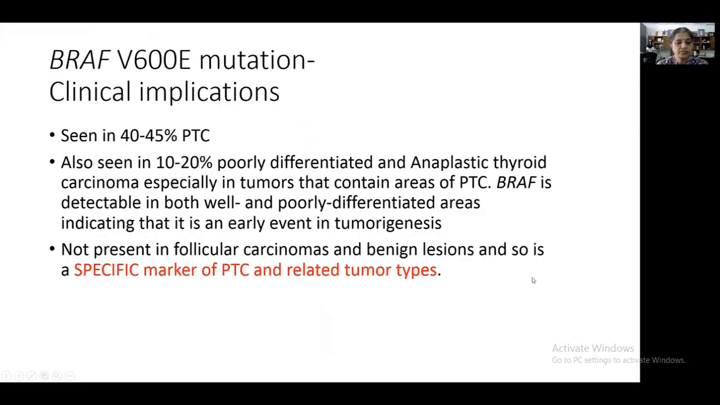There are clinical implications for this. We will see that, like I said, it's very common in 40 to 50% of the PTC, but can also be seen in a proportion of poorly differentiated and anaplastic thyroid carcinomas, where BRAF is detected both in the well and the poorly differentiated areas, indicating that it's an early event in tumorigenesis. But it's not present in other carcinomas and never present in benign lesions. So it is a specific marker of PTC and related tumor types.